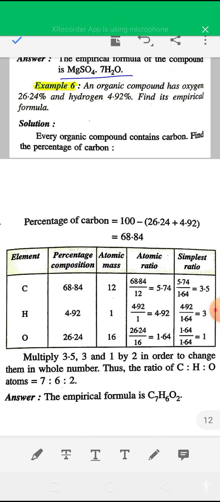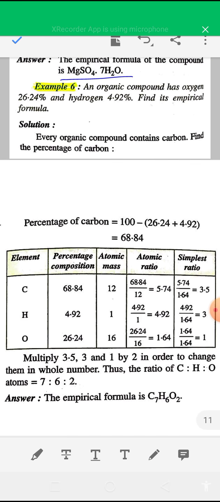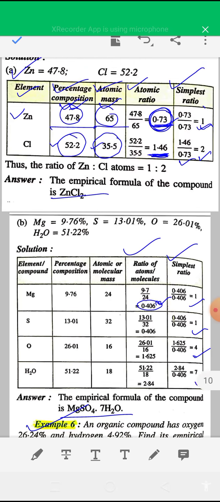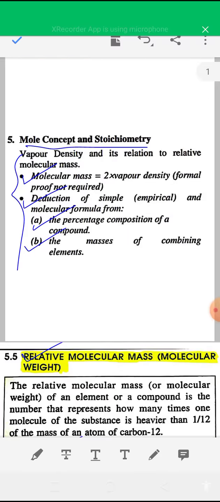One more example is given. Try to solve this problem. How to calculate the molecular formula I will discuss in the next video.